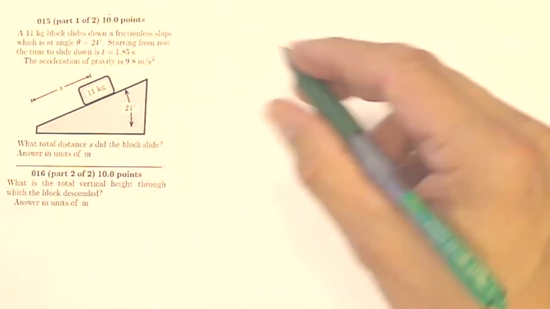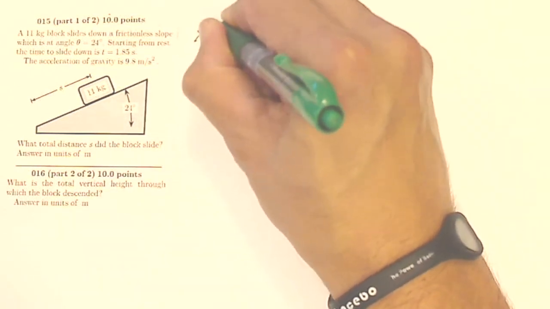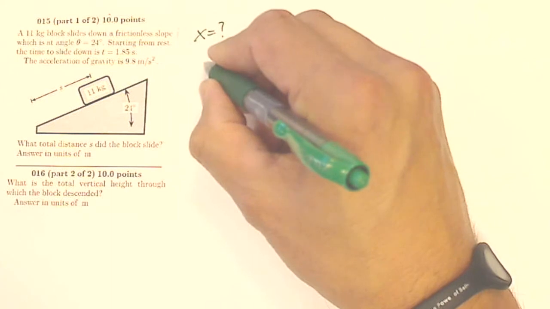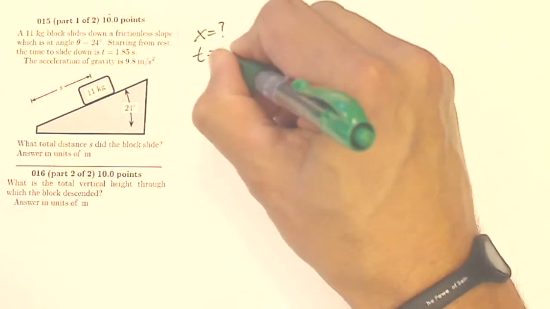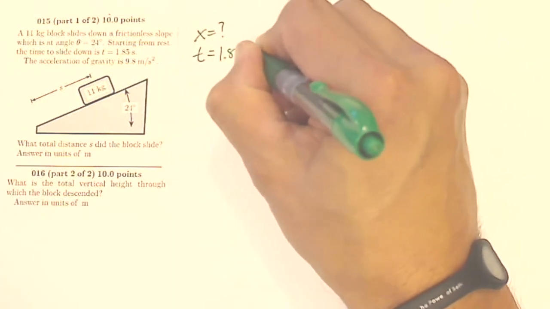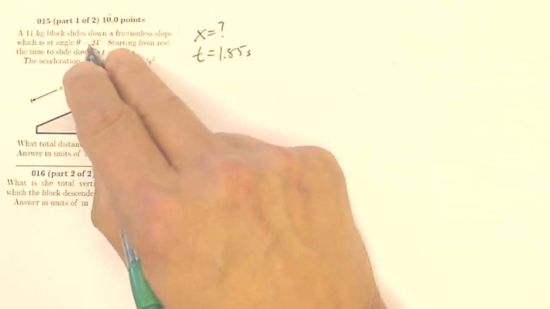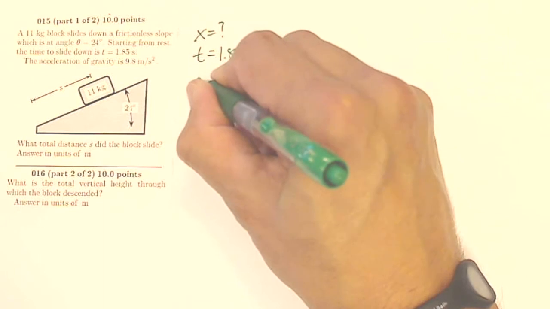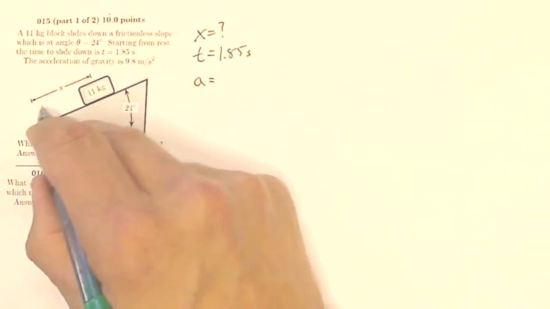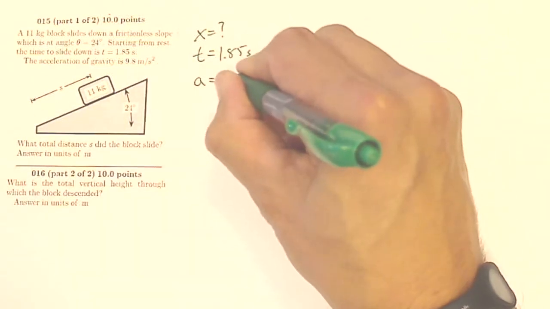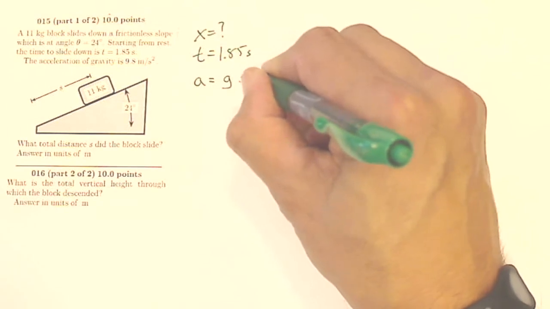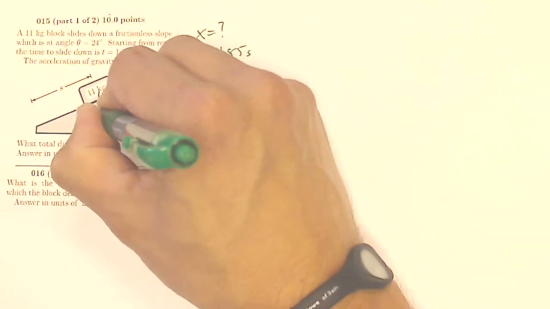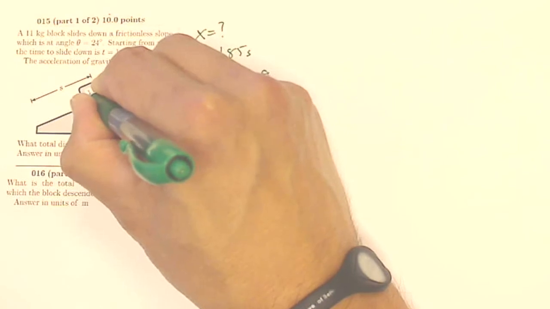Well, I'm going to use x instead of s. So I'm looking for a total distance. I know that my time is 1.85 seconds. Now, what am I going to do with this 24 degrees and my 9.8? Well, it turns out that my acceleration down a frictionless slope is going to be the acceleration of gravity times the sine of theta, because gravity is pulling down this way, and I want to know how much it puts in this direction.